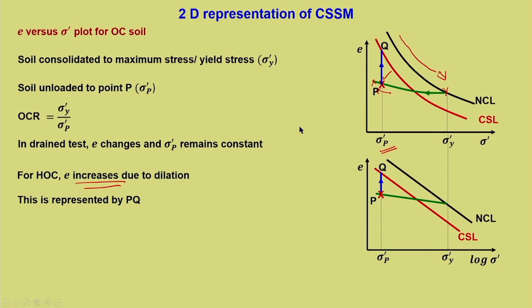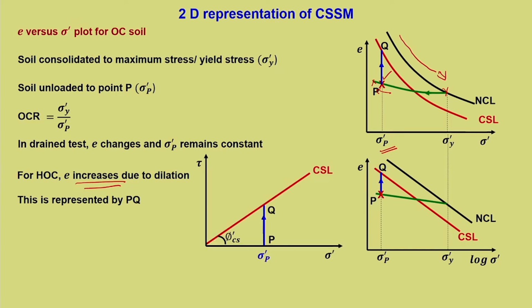Same is represented in the e-log sigma' plot. In tau-sigma', how will it look? It is again the same, it is moving in the upward direction from sigma_p', and it touches at this point where it fails.